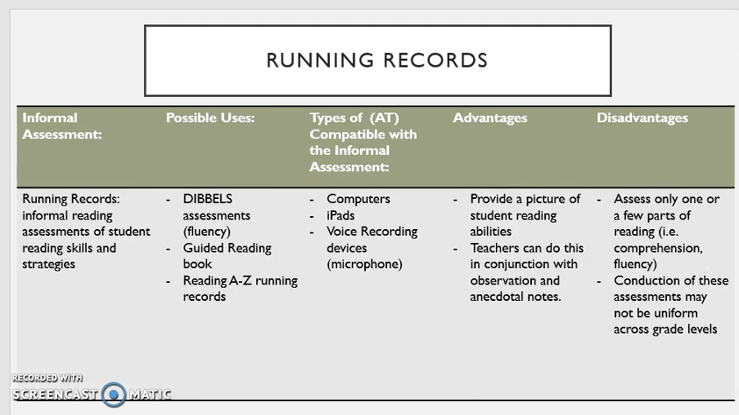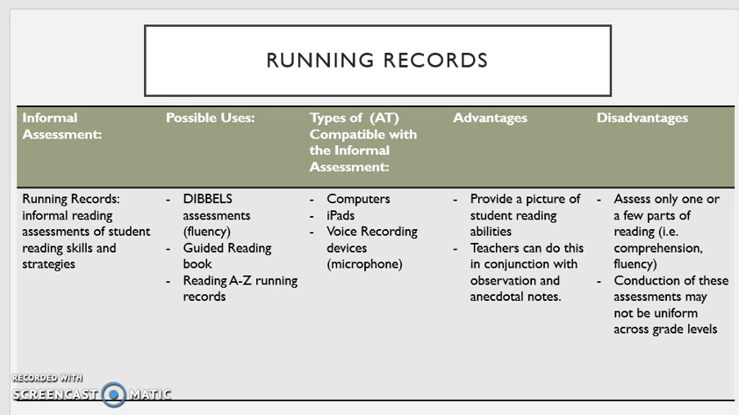Next, we'll look at running records. Running records are a great way to informally assess students' reading skills and strategies. Some examples of this might be DIBELS. It's a fluency assessment. Another one might be using Reading A to Z as running records. These are great resources to use, but you can also do your own running records right in your own classroom.